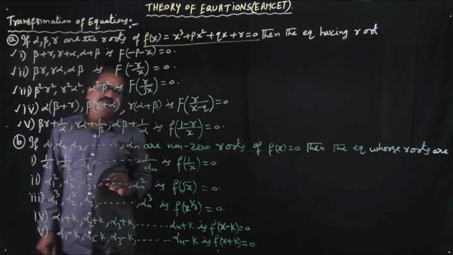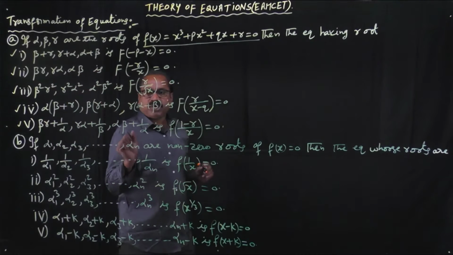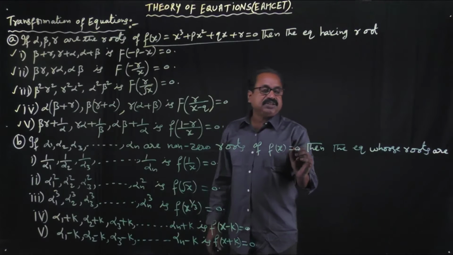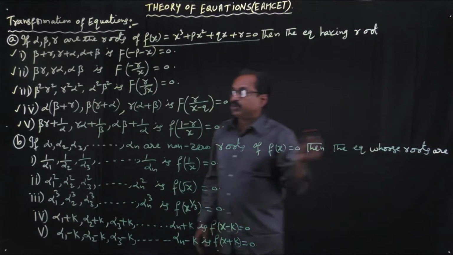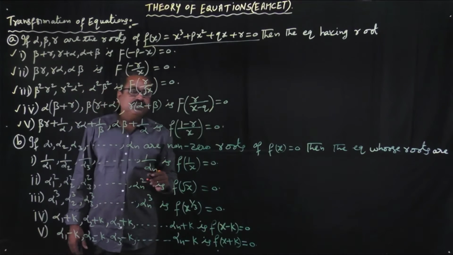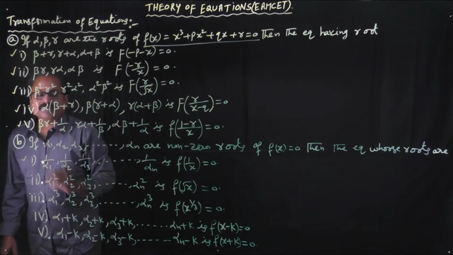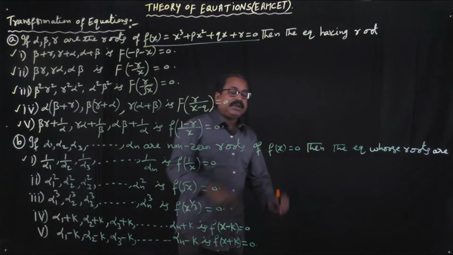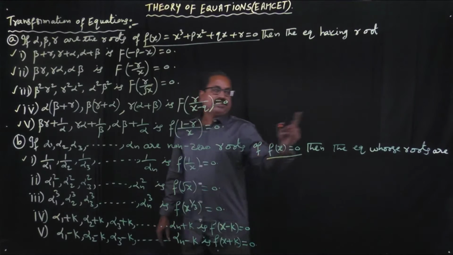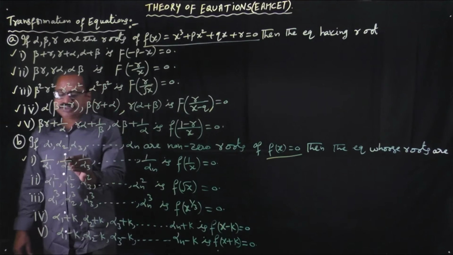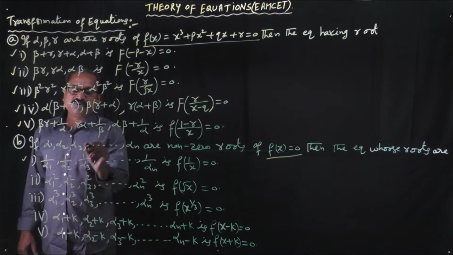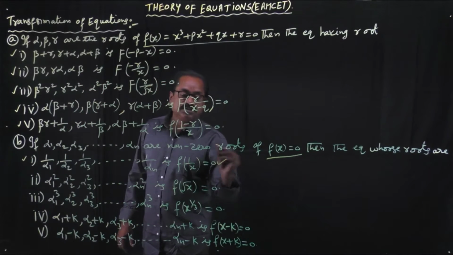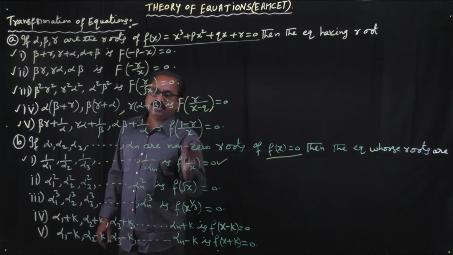Now, second concept is if alpha 1, alpha 2, alpha 3 and so on alpha n are non-zero roots of f of x is equal to 0, then the equation whose roots are, first one is 1 by alpha 1, 1 by alpha 2, 1 by alpha 3 and so on 1 by alpha n is f of 1 by x is equal to 0.